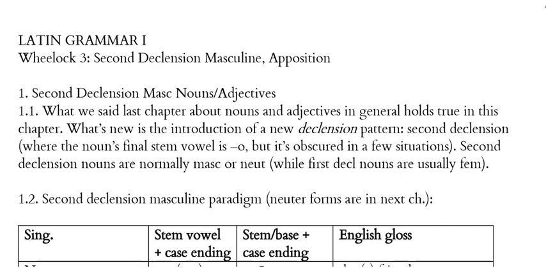What we said in the last chapter about nouns and adjectives in general, when we were just doing an introduction to nouns, holds true in this chapter. What's new is that we're introducing a new declension pattern known as the second declension. In the second declension, the final stem vowel is an O, whereas it was an A in first declension. That O is obscured in a few situations. It's either weakened to a U, or it gets, as I like to describe it, swallowed up by the case ending.